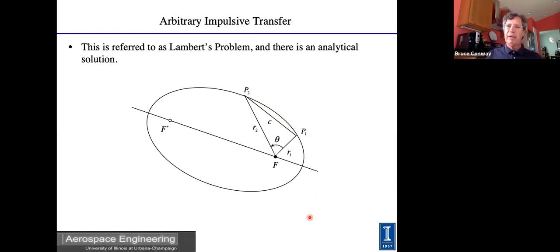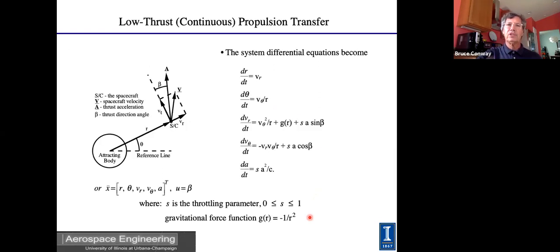That's referred to as Lambert's problem. And that can be solved analytically, even if you have plane change maneuvers as part of it. And it's very well described in this textbook that Siegfried mentioned, that one of my colleagues and I wrote. It's called Orbital Mechanics. Okay, so the impulsive cases are relatively straightforward.